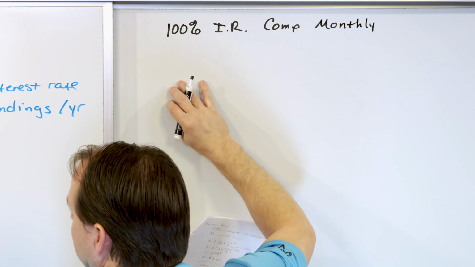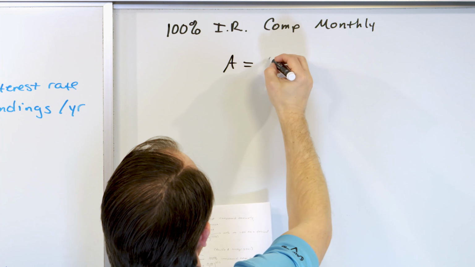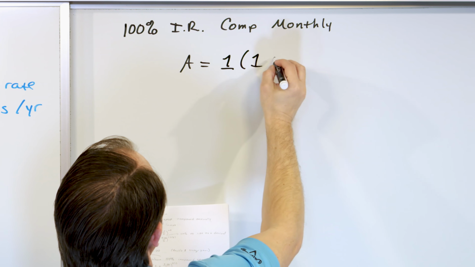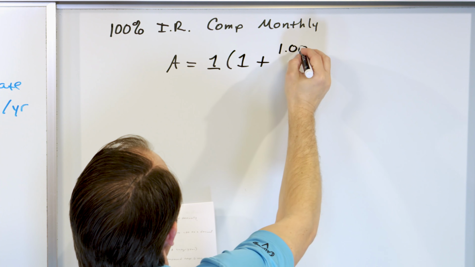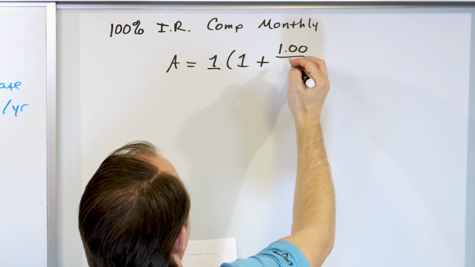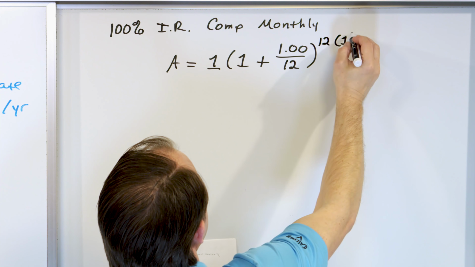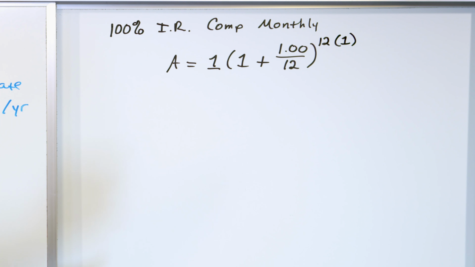Compounded monthly. Let's see what we have here. So I'm going to have an amount that's going to be equal to the $1 that I spend, 1 plus the interest rate, still the 100% interest rate, but now I'm compounding 12 times per year. And up here I have the 12 times per year. I'm looking 1 year in the future, and so I need to calculate what I get here.